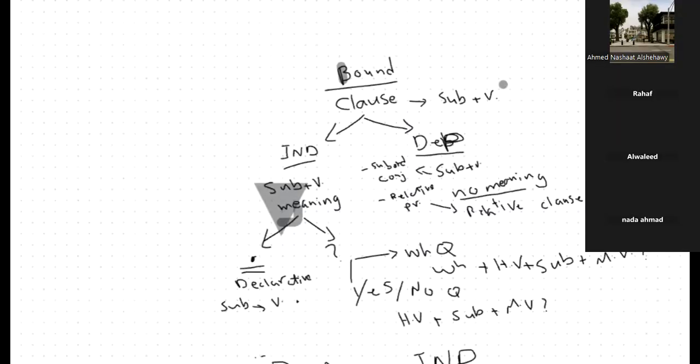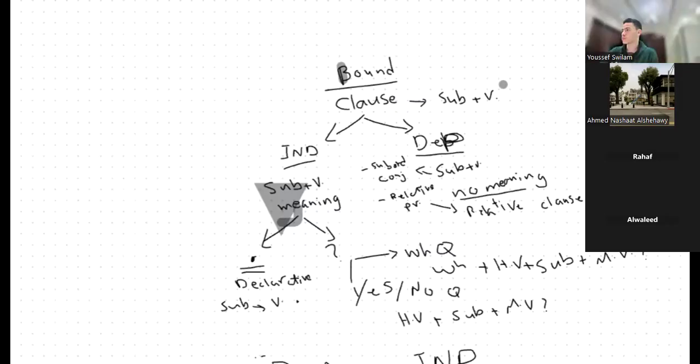Boundaries. What about boundaries, Dr. Tamer? The boundaries, number one, we must know that they are punctuation. The punctuation marks that we know, the comma, the semicolon, the full stop, whatever, you know.